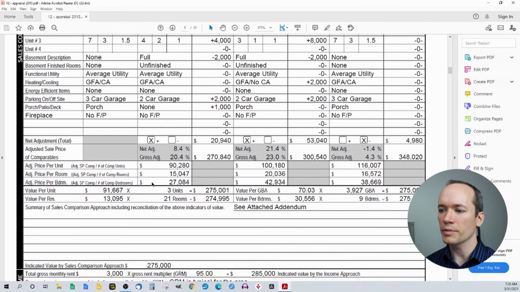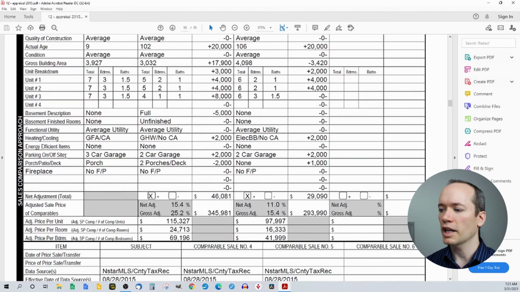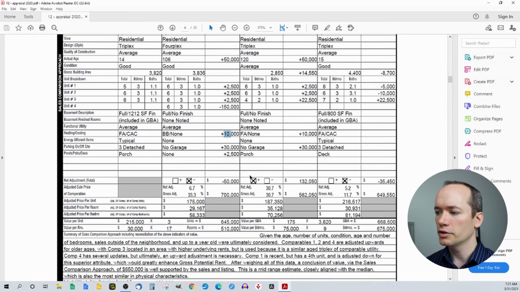Okay, the next adjustment on the 2015 report is on the parking. And my subject property has a 3-car garage. There's 1 for each unit. In our comparable number 1, it has a 2-car garage. And so this appraiser makes an adjustment of $2,000 for that 3rd stall. The same thing for comp number 2. Comp number 3 has a 3-car garage, so there's no adjustment there. Looking at comps number 4 and 5 in this 2015 report, it's the same thing of a $2,000 adjustment for a 3rd stall.